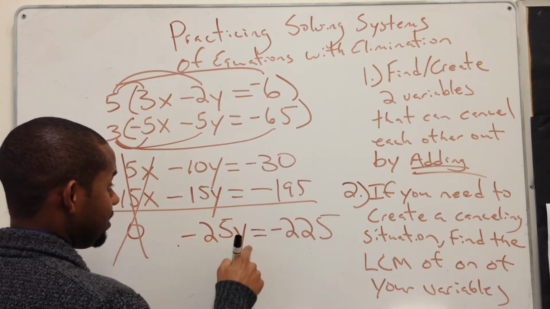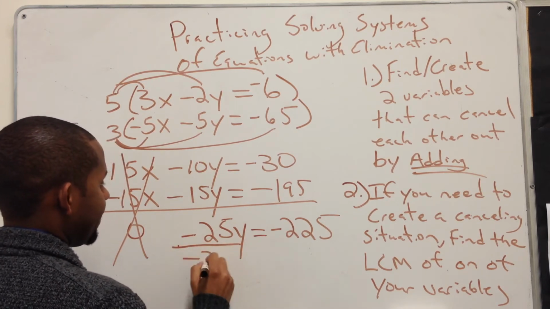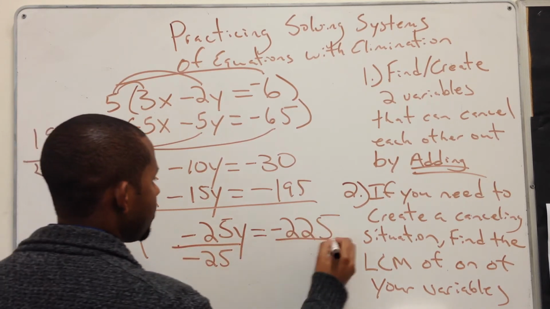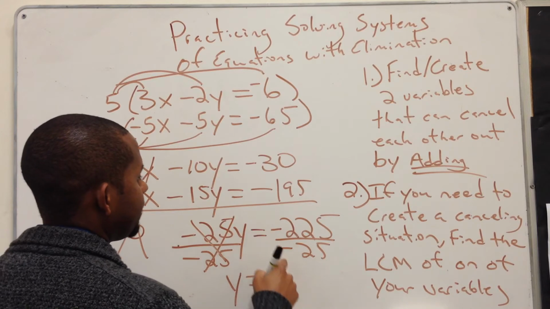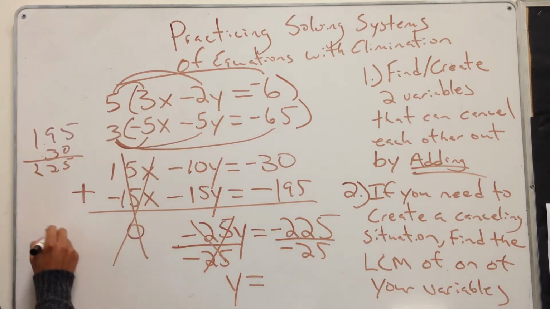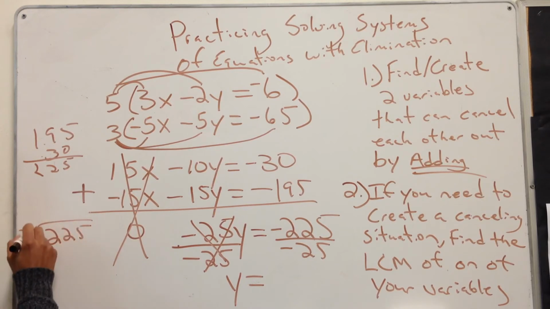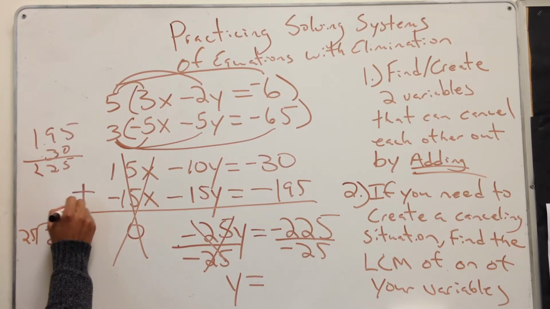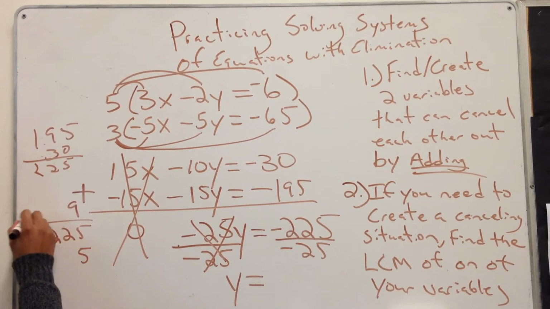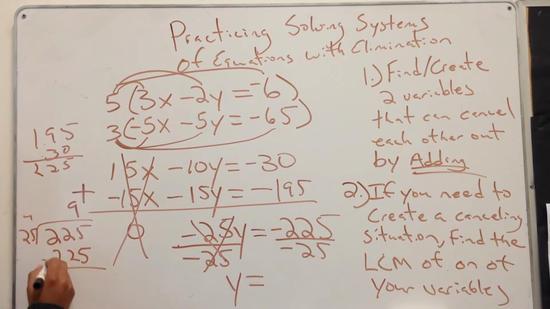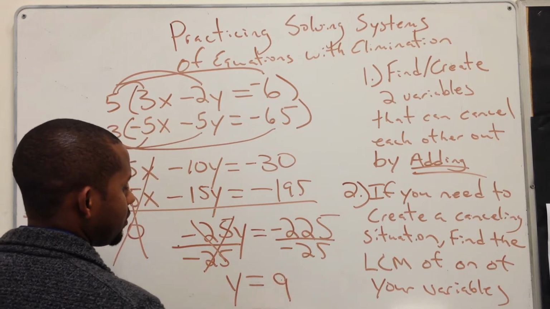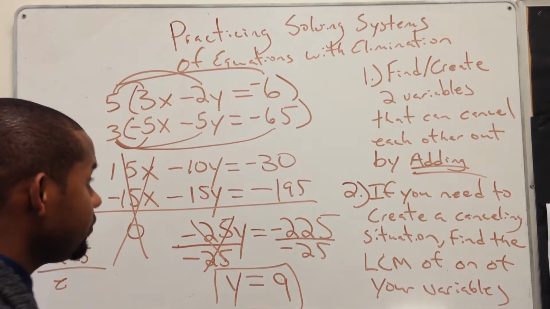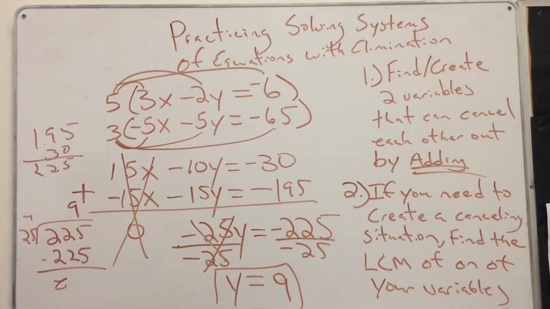So to solve this, to isolate y, I divide by negative 25 on both sides. This becomes y, and negative 225 divided by 25. What is that? 25 times 10 is 250, so that should probably be 9. 9 times 5 is 45. Carry 4. 9 times 2 is 18. 18 and 4 is 225. Perfect. So that equals negative divided by negative is positive. That equals positive 9. Now I know that y equals positive 9.